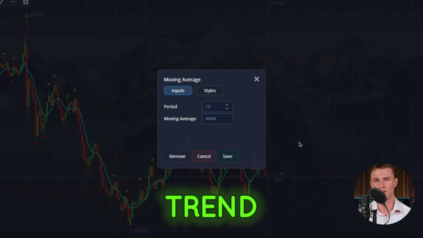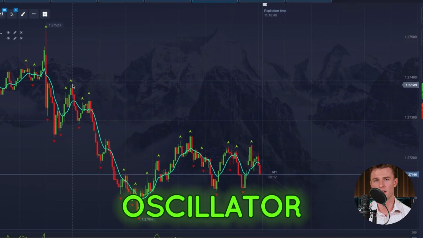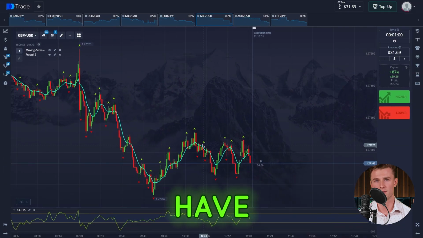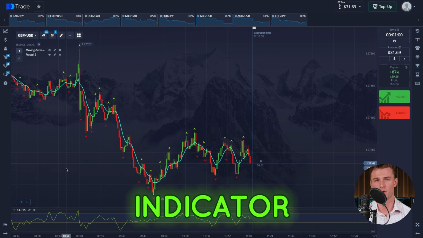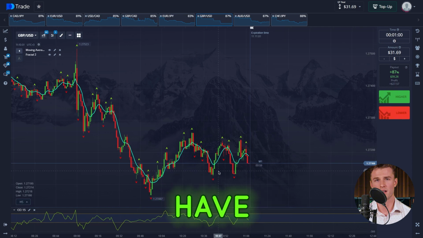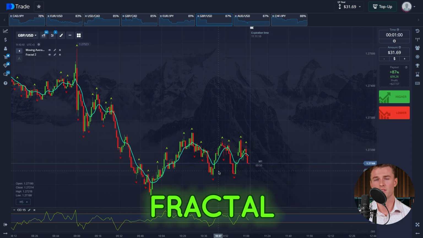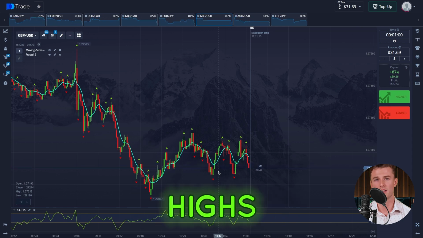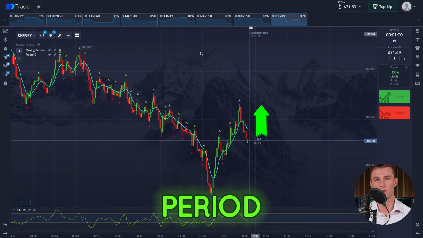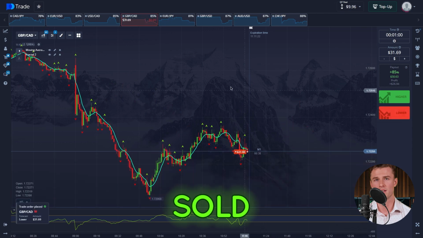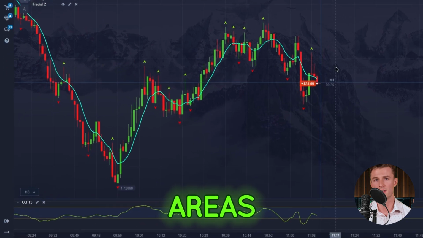Using a trend indicator and an oscillator, we will have a moving average on the trend indicator. This moving average will have a period of 10, and it is a weighted moving average. The second trend indicator is a fractal, updating local points of highs and lows, and a CCI oscillator with a period of 15 to determine the oversold and overbought areas.